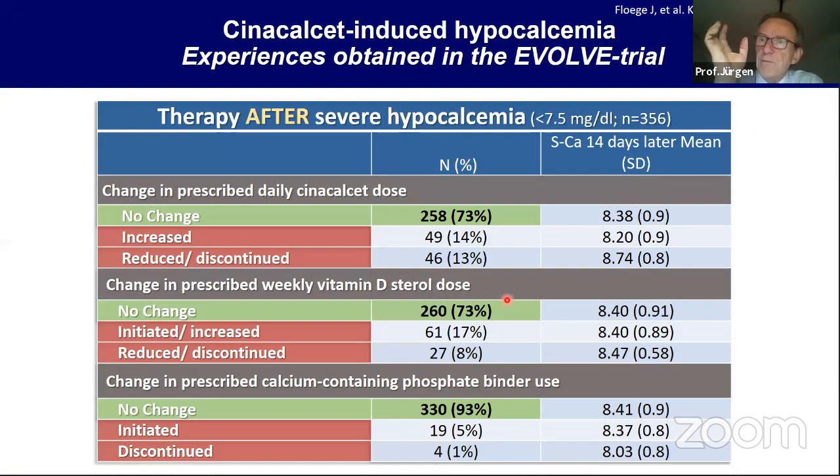And then one of the reviewers asked an interesting question. What happened after severe hypocalcemia? What did the doctors in the trial do? And you can see that the most common response to hypocalcemia was no change. They didn't care. Some even increased the cinacalcet dose, which doesn't make sense at all. So you have hypocalcemia and you ignore it and you still increase your cinacalcet dose, which tells you that this is a relatively harmless and safe situation.